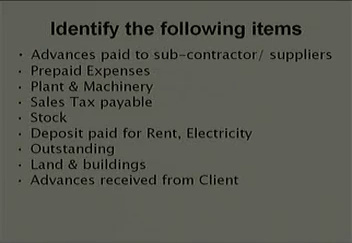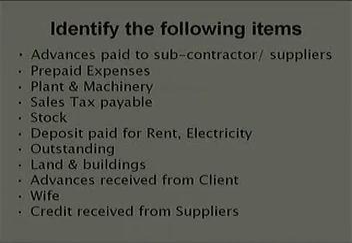So, just to start with: advances paid to subcontractor, prepaid expenses, plant and machinery, sales tax payable, stock, deposit paid for rent and electricity, outstanding, land and buildings, advances received from client, credit received from suppliers. You can think which one is your long term asset, current asset, current liability and long term liability.